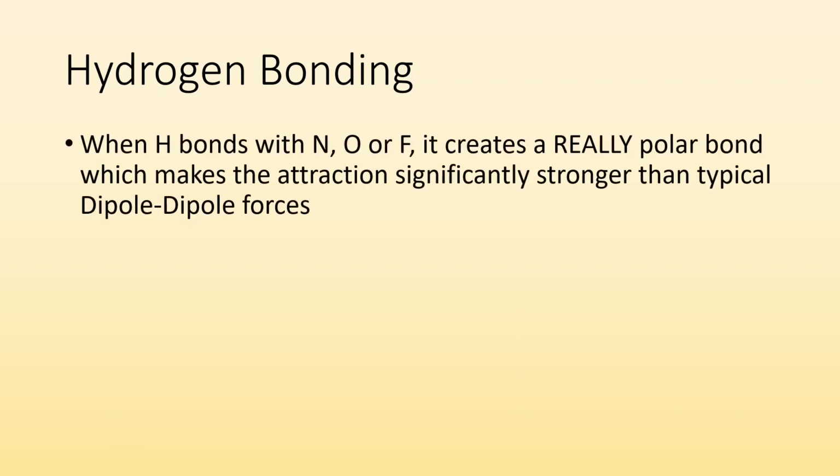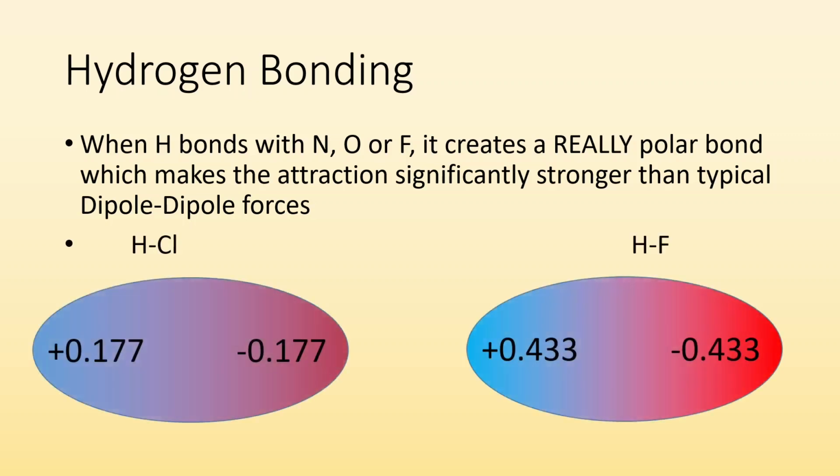Hydrogen bonding. When hydrogen bonds with nitrogen, oxygen, or fluorine, it creates a really polar bond, which makes the attraction significantly stronger than a typical dipole-dipole force. So if I take a look at HCl versus HF, you can even see the difference in charge is significantly greater. It's more than twice as great in HF than it is in HCl because fluorine really hogs those electrons. So we get a significantly more negative charge there.